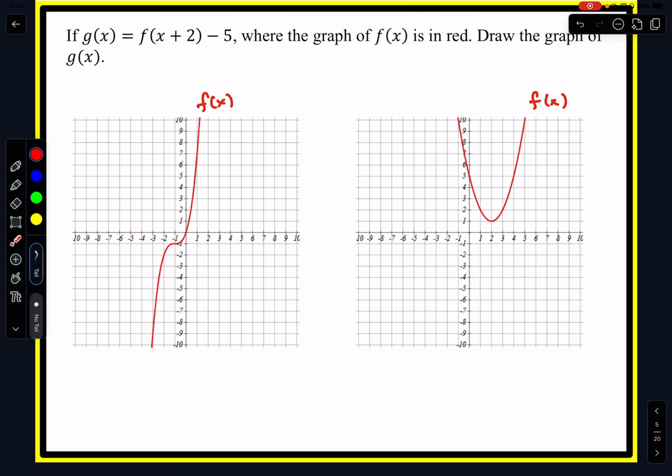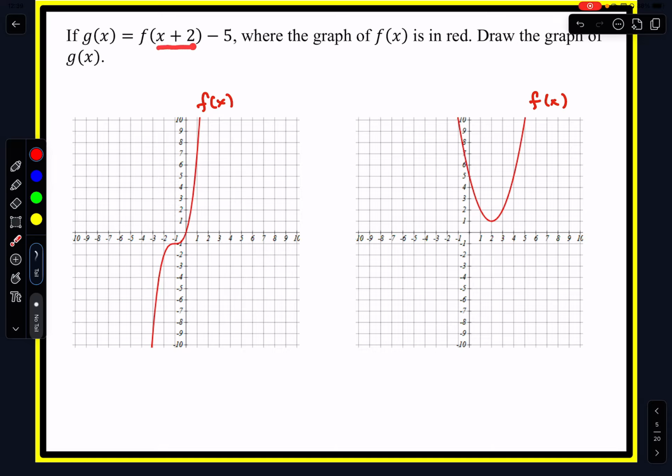Over here, we're combining two transformations. We're combining a horizontal transformation, which is denoted by f of x plus 2, and a vertical transformation, or specifically a vertical translation of minus 5. So this plus 2 is going to cause a horizontal shift, a translation in a left and right direction, and the minus 5 is going to be a vertical translation in up and down direction.